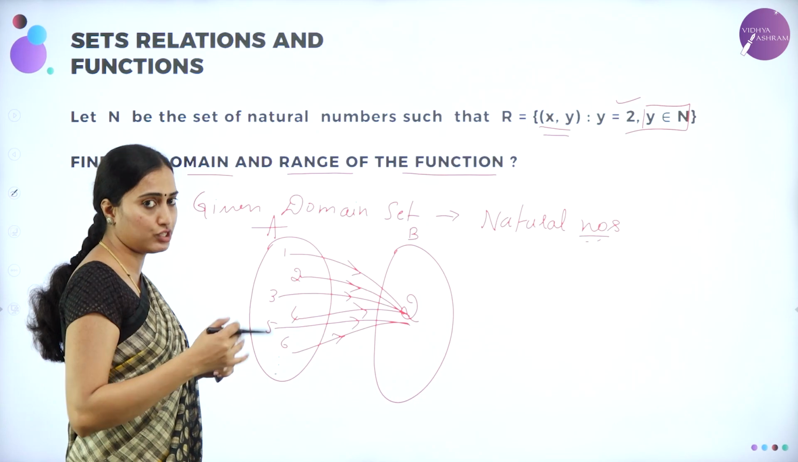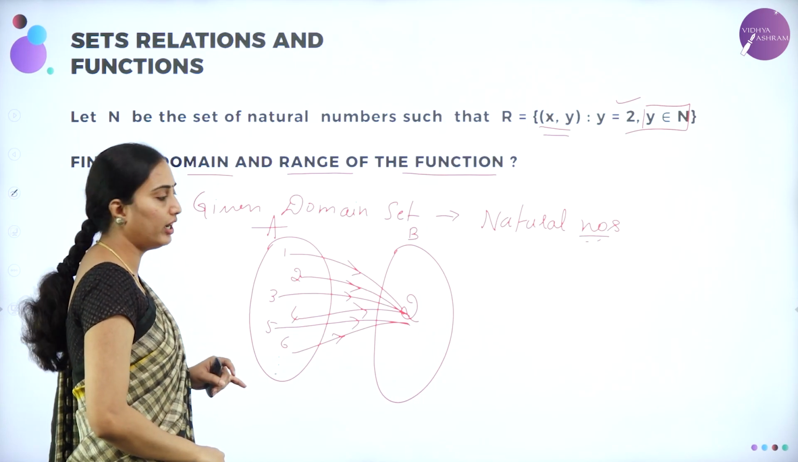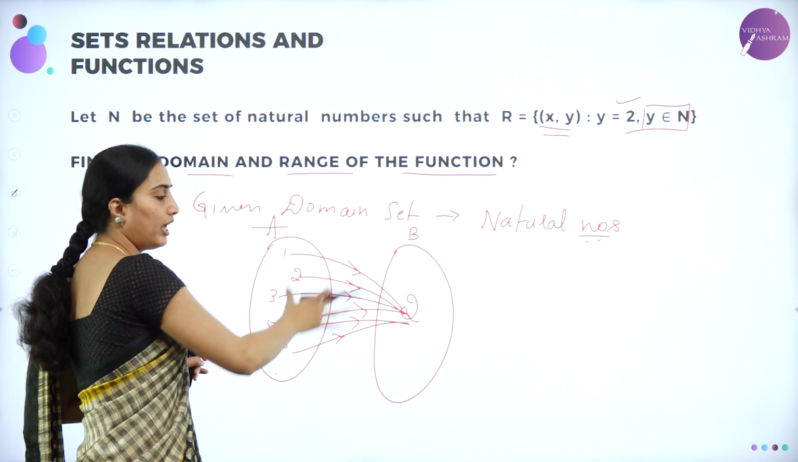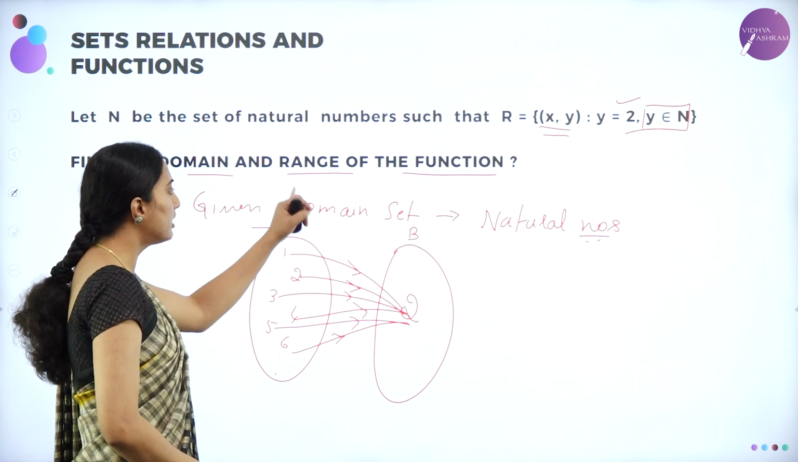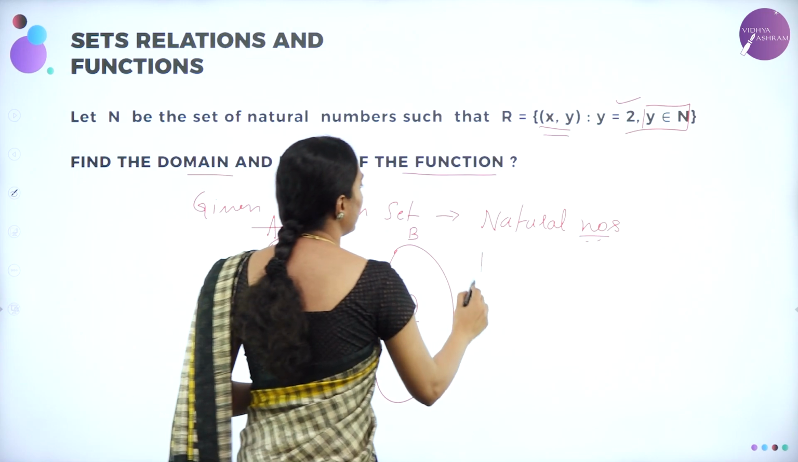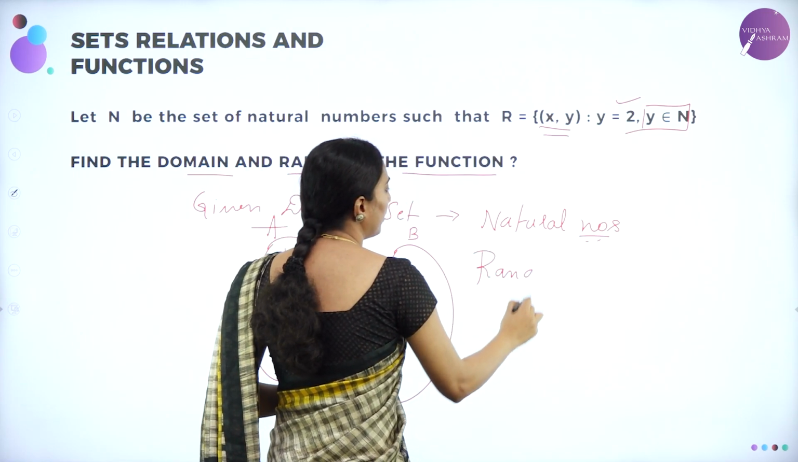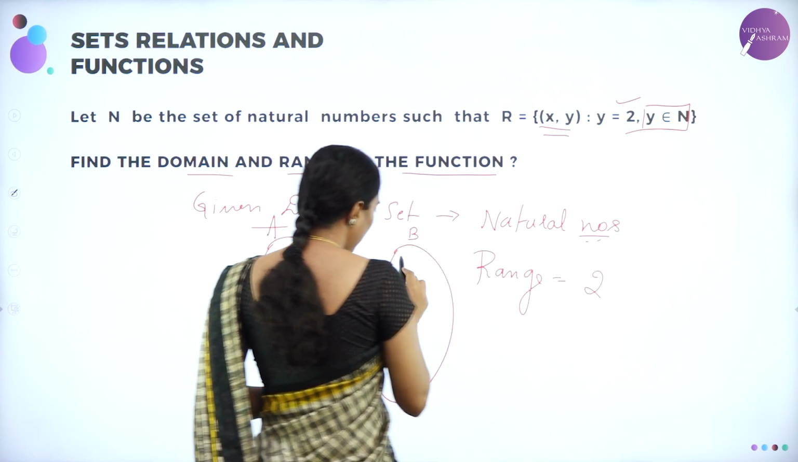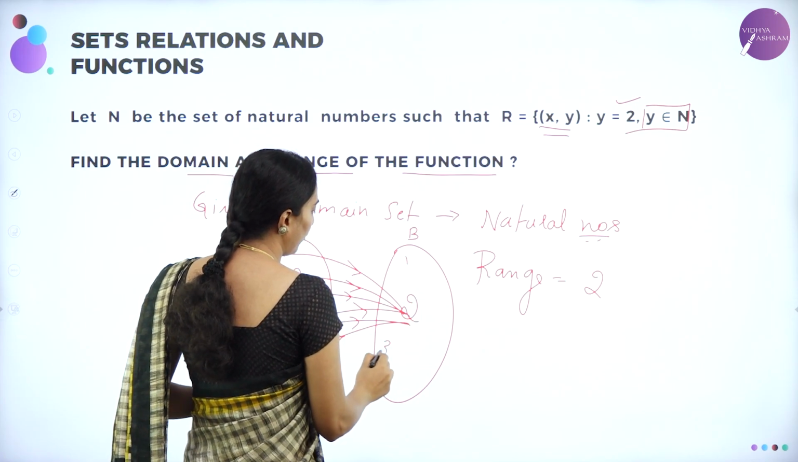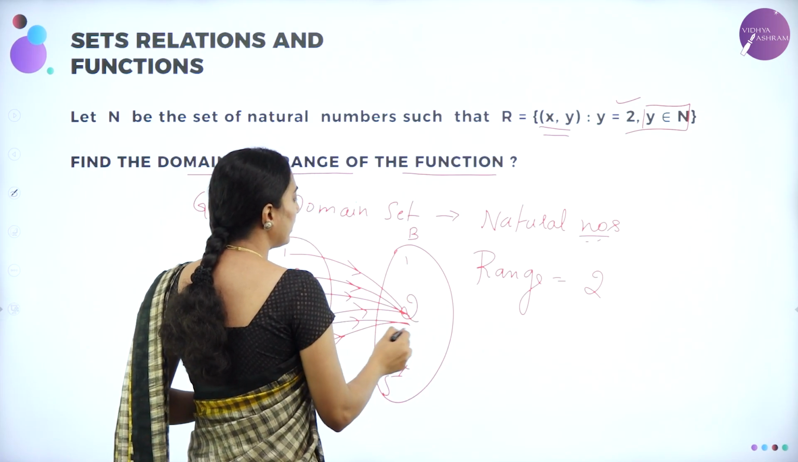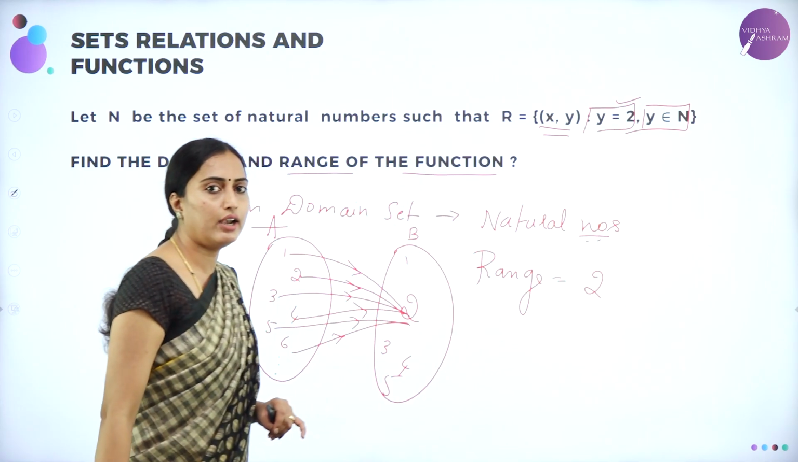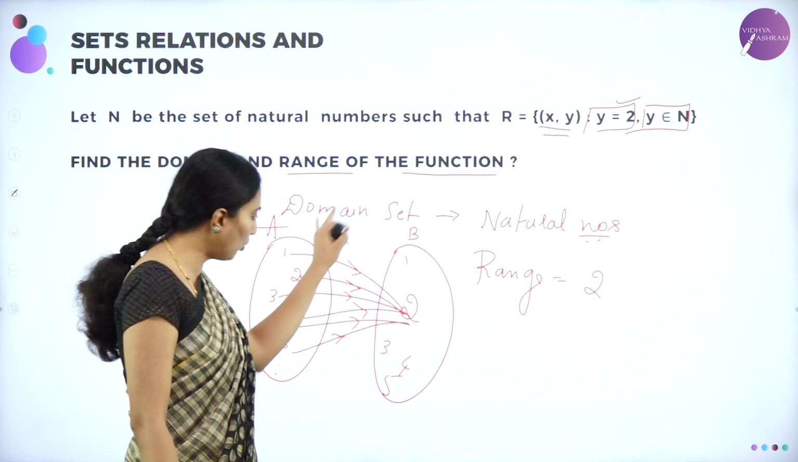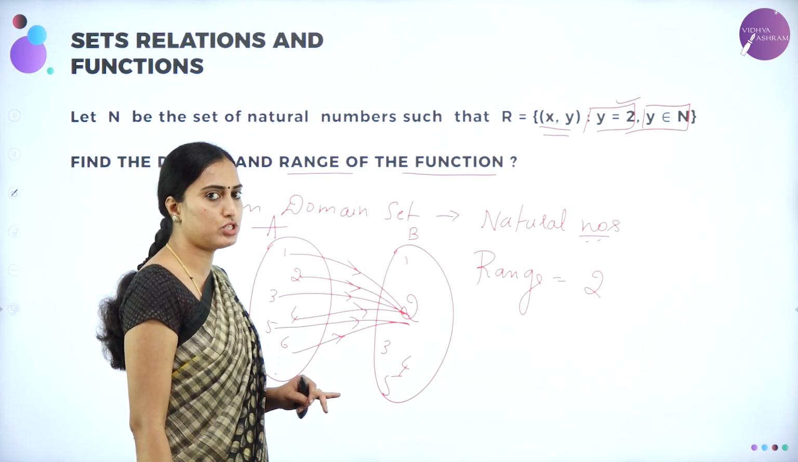Now, what have they asked you to find out? They have asked you to find out the domain set and the range. Range means the connected element. What is the domain set? Set of all natural numbers. What is the range? We have only one number, which is nothing but 2. Here also it is there, 1, 2, 3, 4, like that. But what they have given here is only y equals 2, and y belongs to the natural numbers, which means the codomain set is the natural numbers.